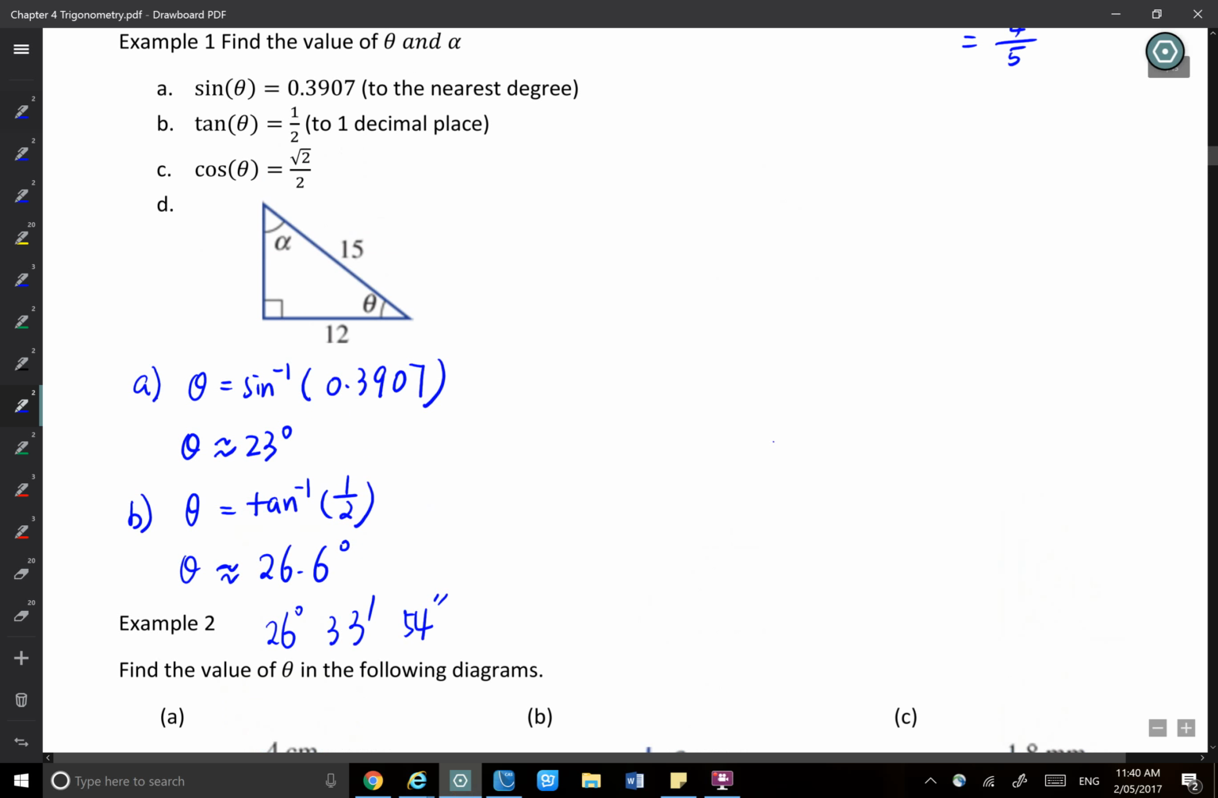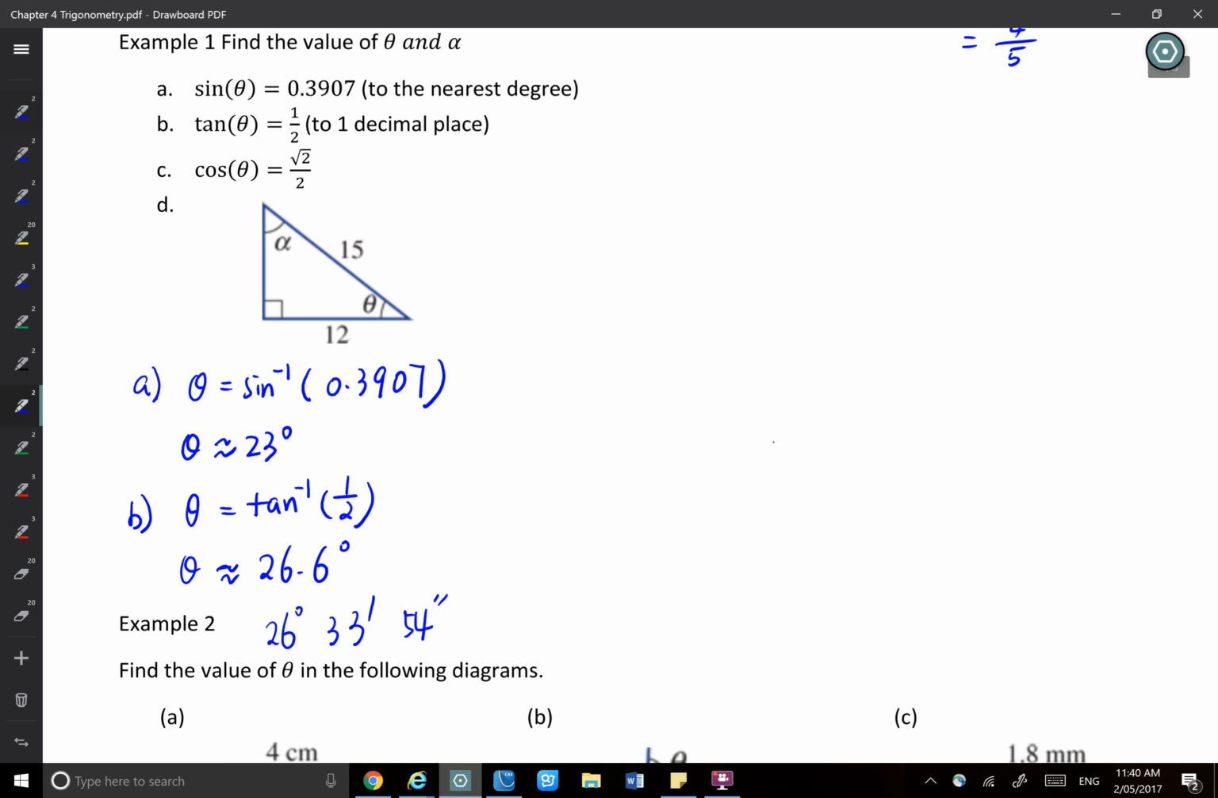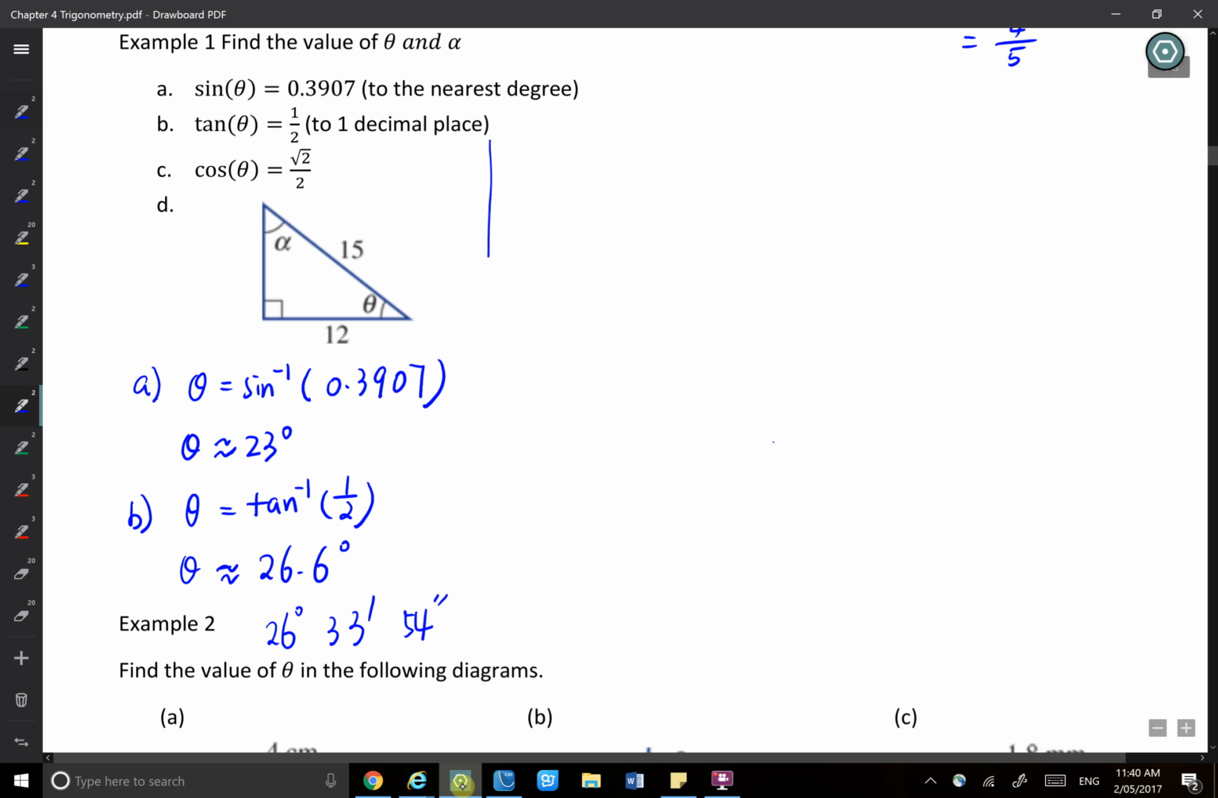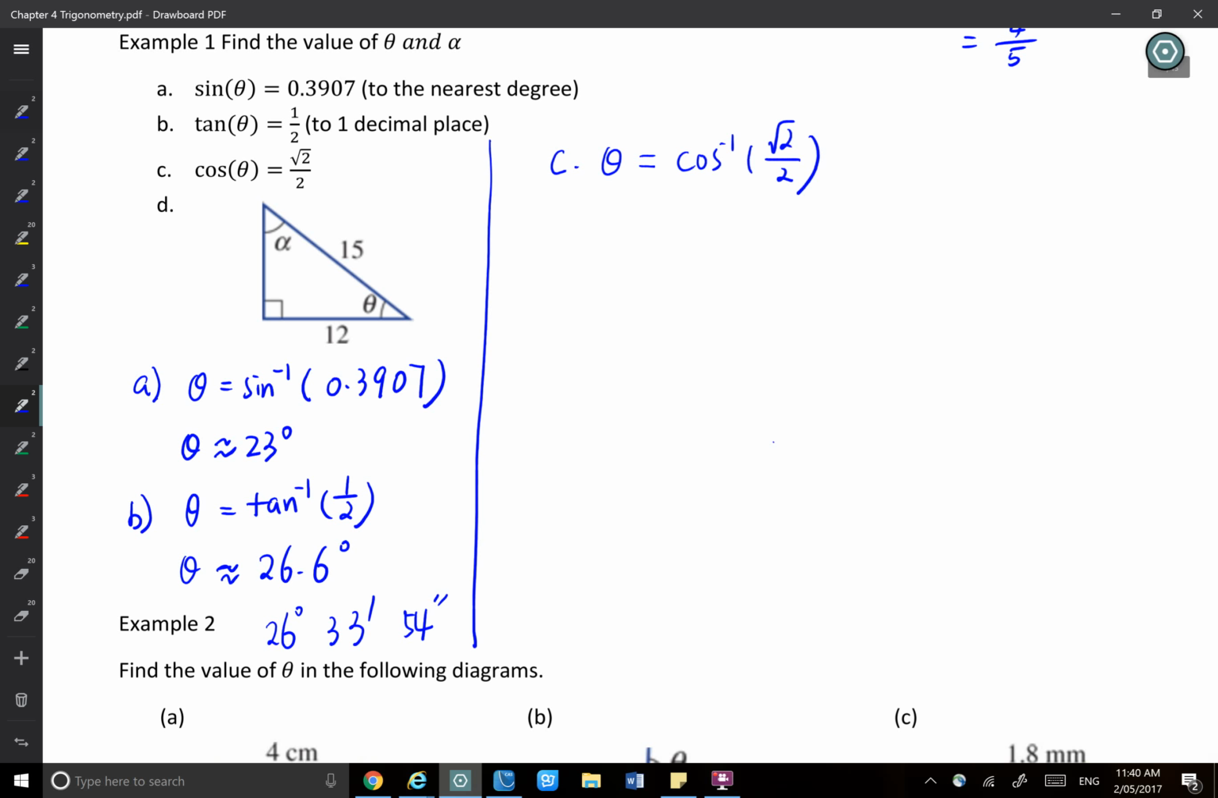But normally the question will not ask you to convert into minutes and seconds. It will only ask you to put in degrees. Okay, part C. Cosine theta equals root 2 over 2. Okay, theta equals cosine inverse root 2 over 2. Have a guess what that is, or it's not a guess. Anyone know that? So, cosine what will be root 2 over 2?